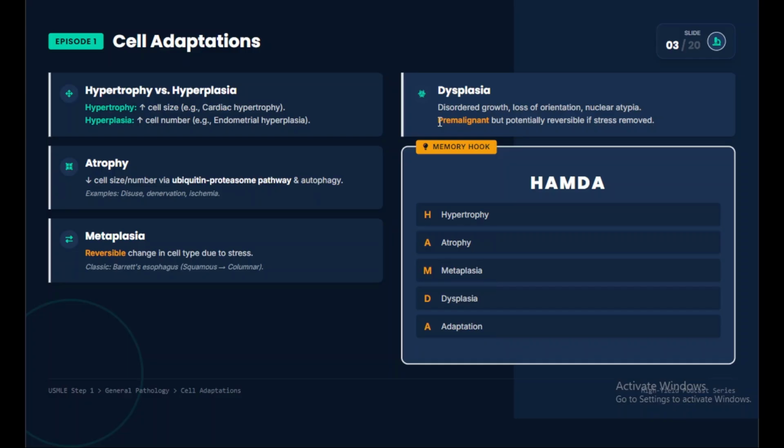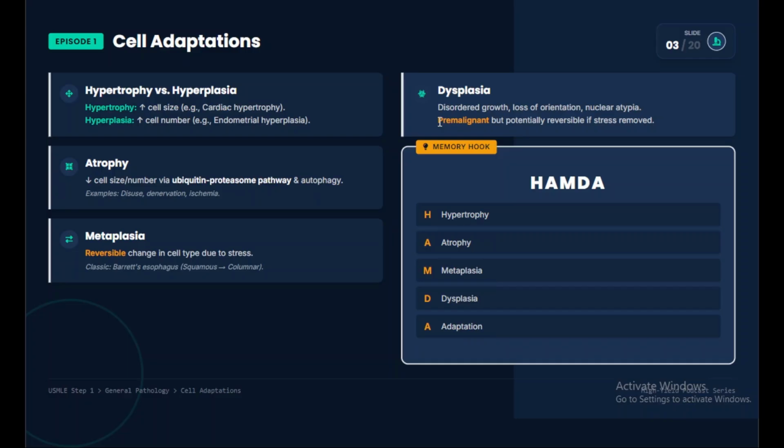For example, cervical dysplasia caused by HPV infection can sometimes regress if the HPV infection is detected early by HPV testing. That's why HPV screening and testing is really important, and Pakistan has recently introduced this kind of testing. But if the stress persists, dysplasia can eventually progress to carcinoma.